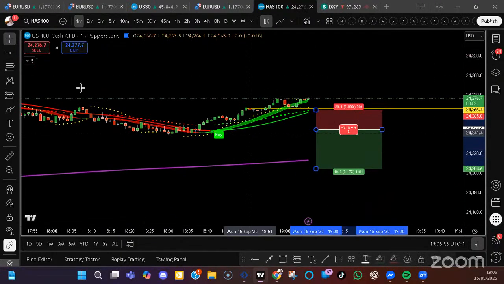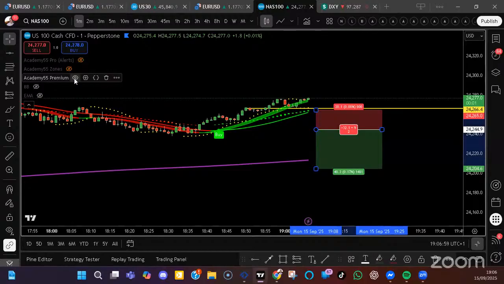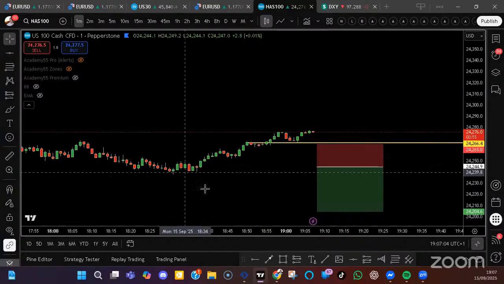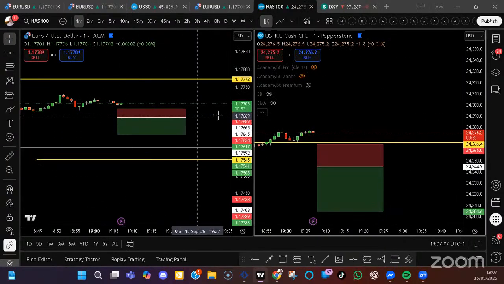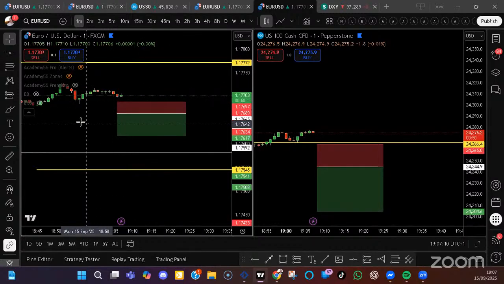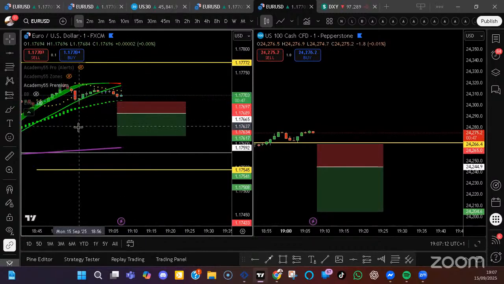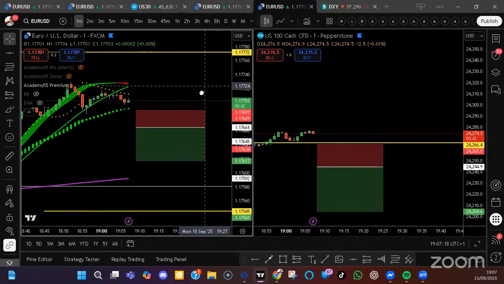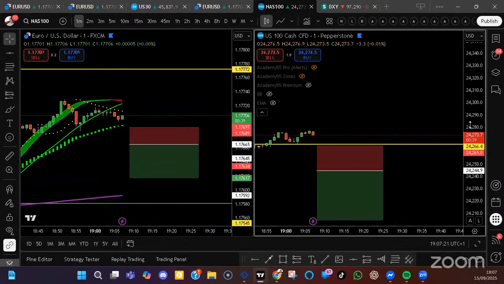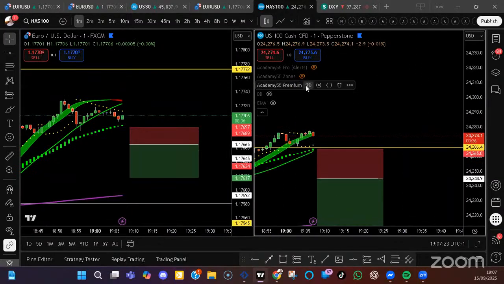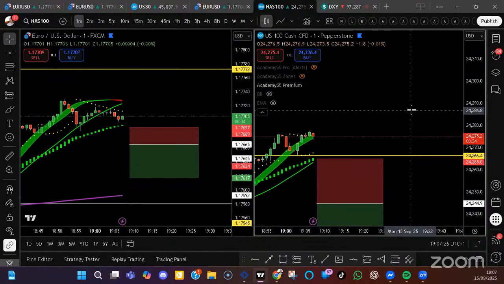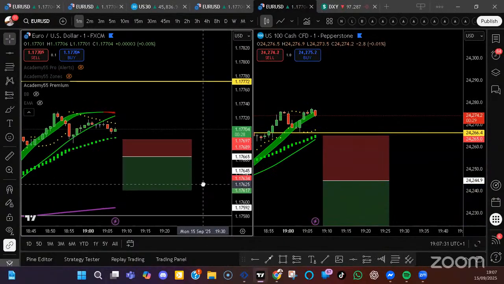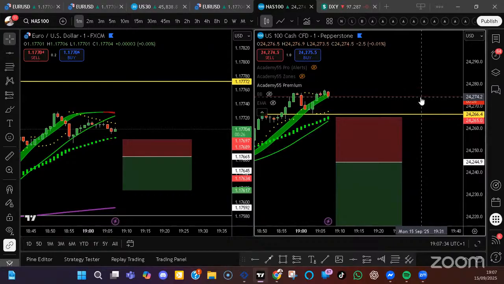So we'll put the indicators back on for the EUR USD. Move it over there. Put the indicators back on for the US 100. And we just lie in wait, basically waiting for the sell alerts.